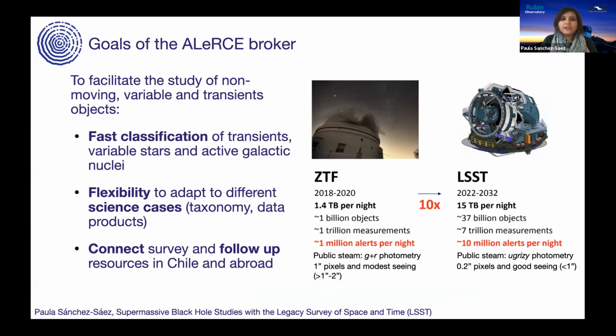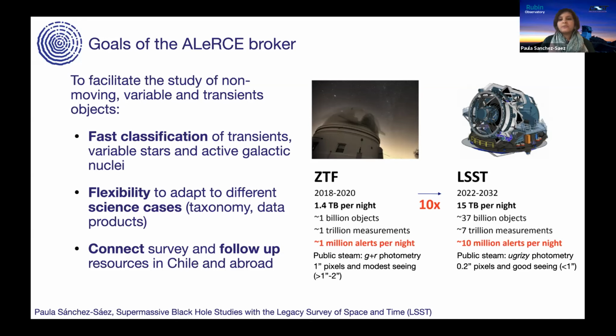So the goals of ALeRCE are basically to provide fast classification of transients, variable stars, and active galactic nuclei. In particular, we are doing this in real time. So whenever we receive an alert, we provide a classification. And also, the idea is to be flexible enough to adapt to different science cases and different taxonomies, and to connect the LSST community with the follow-up facilities in order to make easier the follow-up of interesting sources.